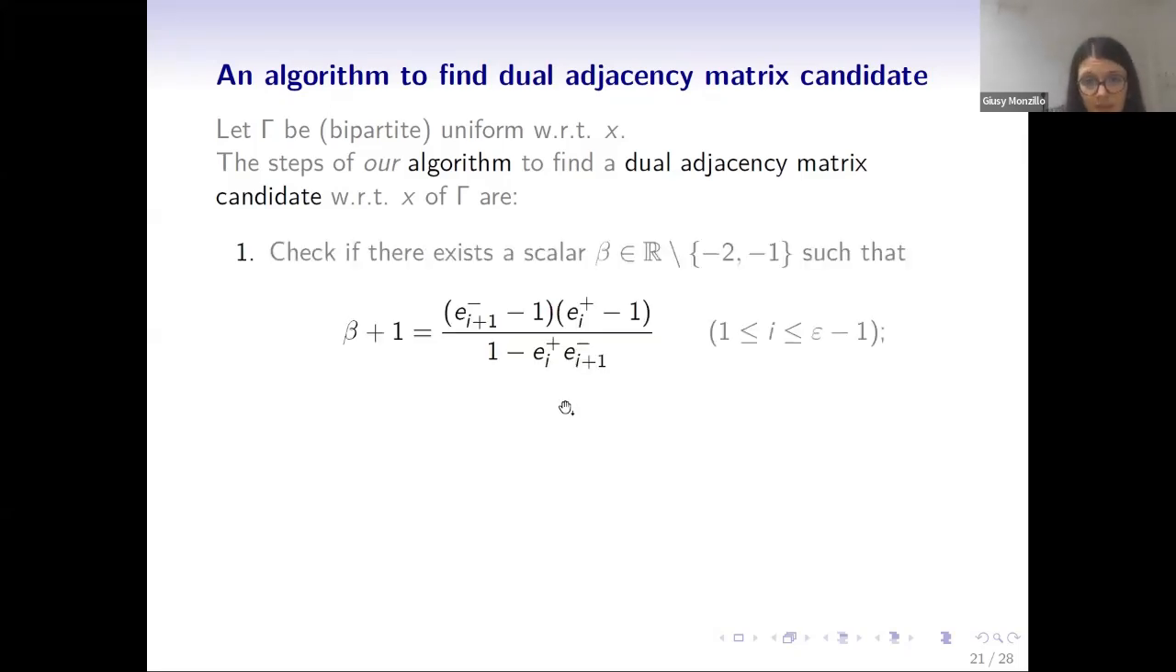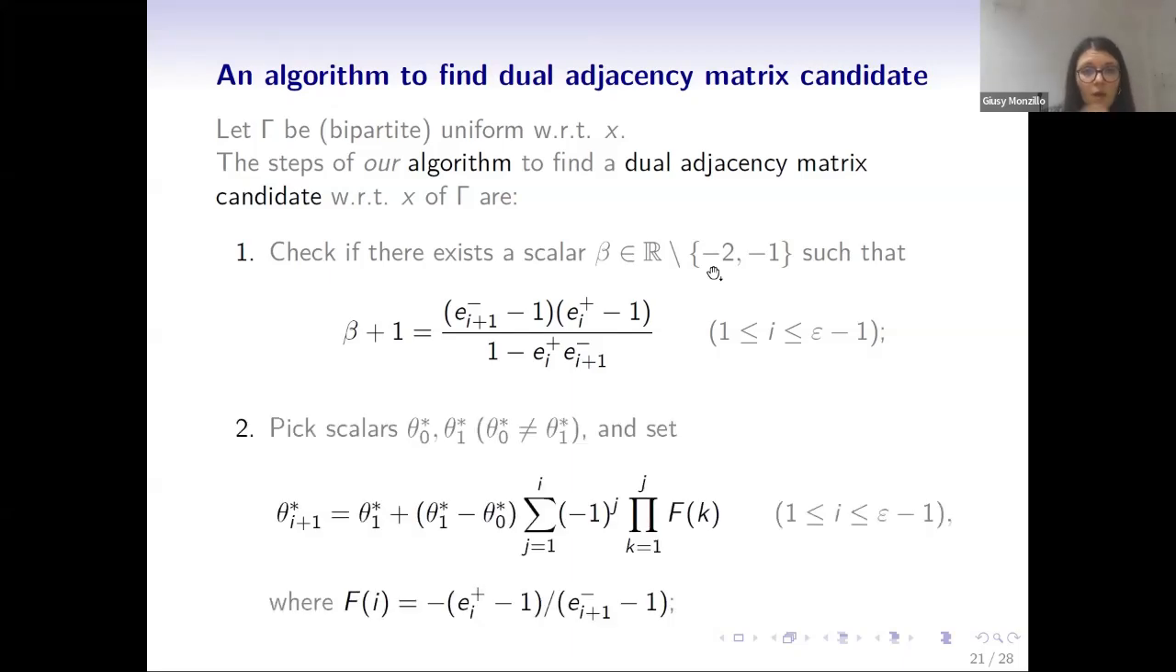So the first thing to check is this. Again, we have a graph with a uniform structure, so we will have some uniform parameters. If this is constant, let's say that for every i from 1 to epsilon plus 1, this ratio is constant, then we will denote this by beta plus 1, for beta real. And here you see something more than what was written before: it must be different from -2, -1. These are again imposed by the uniform structure.